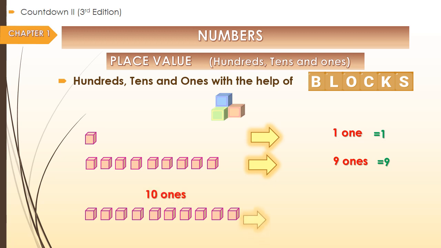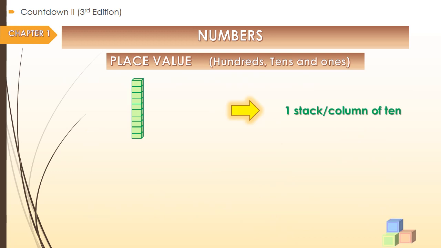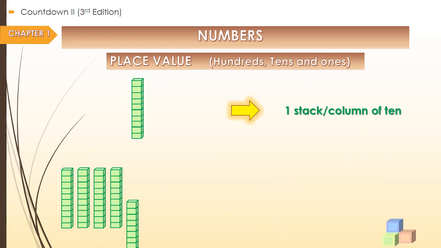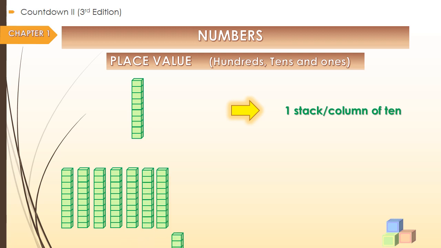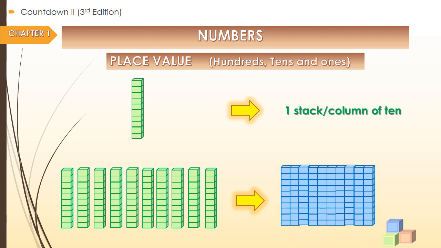10 of these single blocks are stacked on top of each other to form a column. Each column has 10 single blocks and it is equal to 1 ten. If we place these 10 columns of tens next to each other, it will be equal to 100.